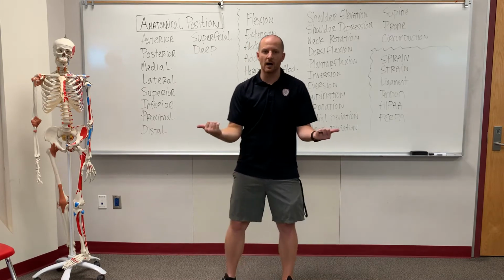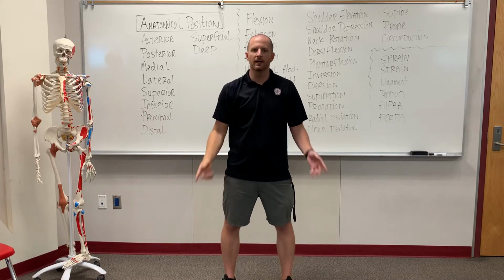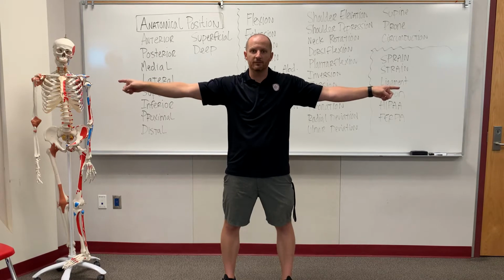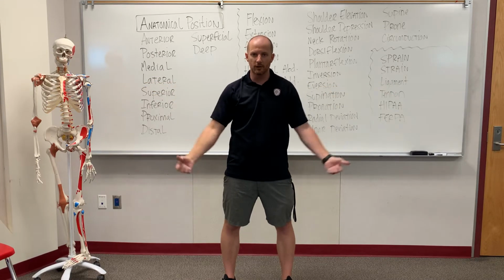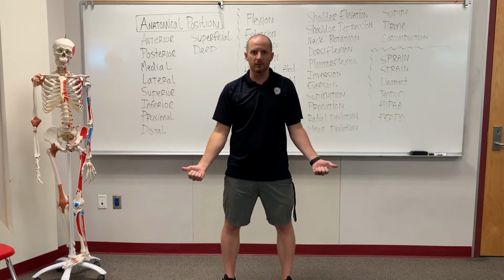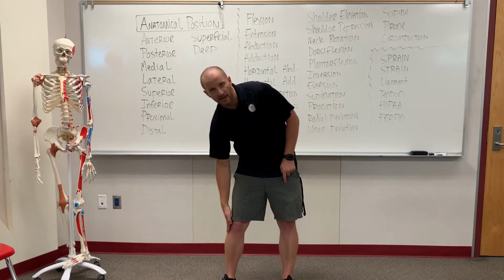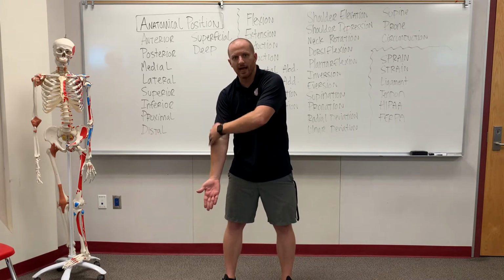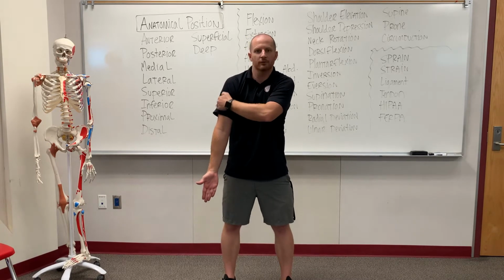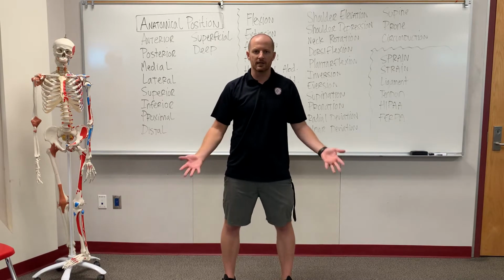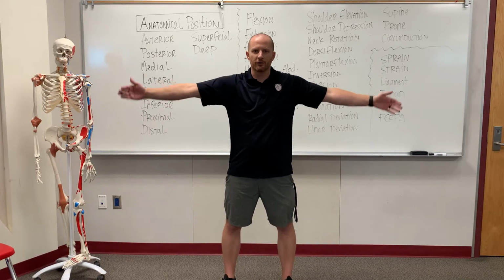Lateral is going to be just opposite. That same line that we drew, anything that's further outside from that line is going to be considered lateral. So my thumbs are considered the most lateral finger. My pinky toes are going to be considered the most lateral toe. This is the lateral side of my knee. This would be considered the lateral side of my elbow, the lateral side of my shoulder, etc. So again, everything further from that midline.